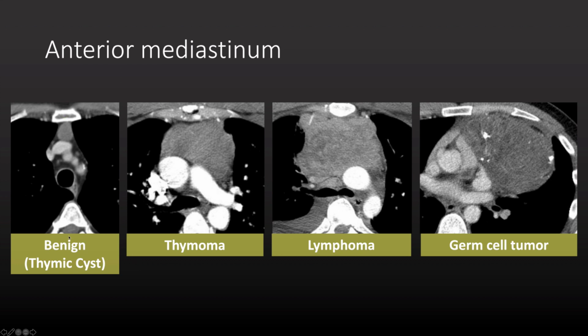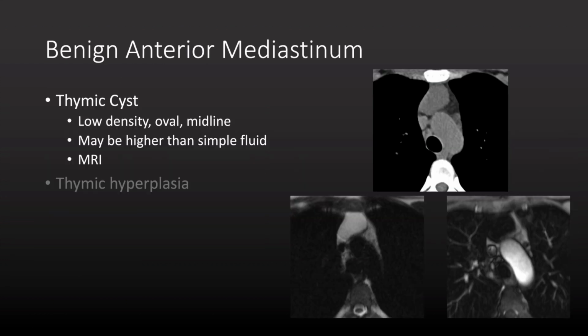Now the T's leave out the benign lesions, although they also can start with T's. It would be thymic cysts and thymic hyperplasia. So starting with the benign anterior mediastinal lesions, first to talk about thymic cysts. So these are generally low-density oval lesions, typically more common to be straight in the midline in the anterior mediastinum. They can measure greater than simple fluid. In fact, they frequently do, either because of hemorrhage or proteinaceous contents.